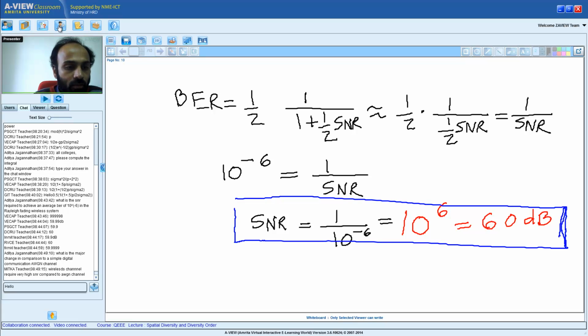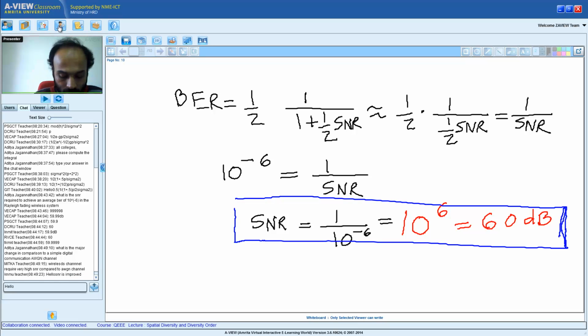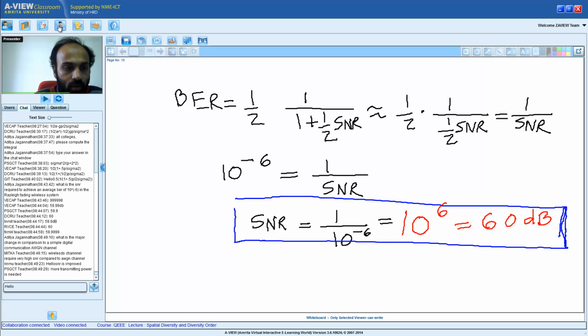MIT, I am getting the answer. So wireless, correct, correct. Can someone else respond? What is the answer? What do you see? The SNR is not improved? More transmit power is needed. PSG college also getting the correct answer.